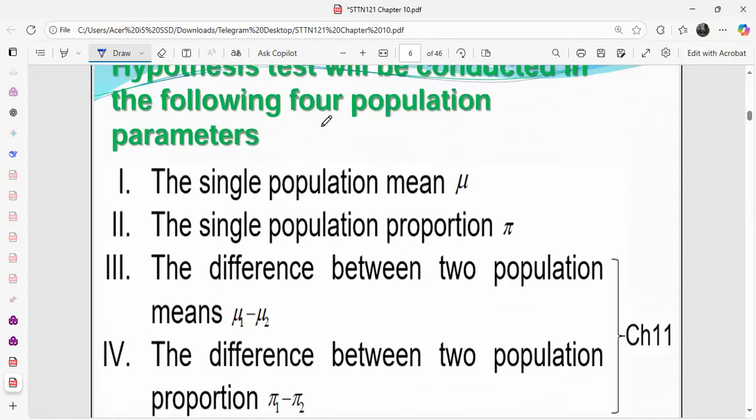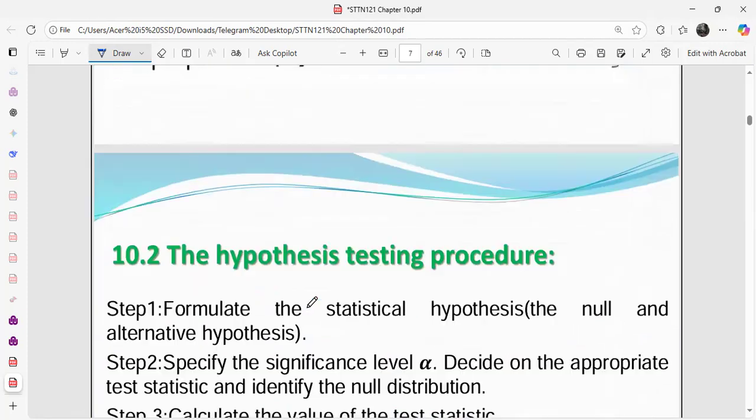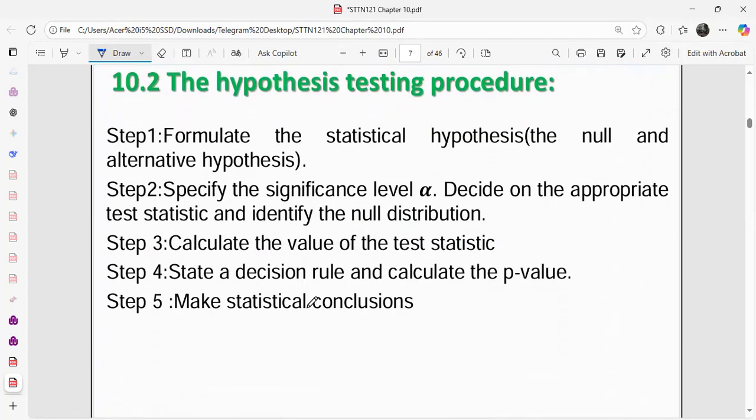Interesting. This is the easiest chapter. So we're going to start with the one for the single population proportion, then the one for two populations: one for the mean, and the other one for population proportion. This is the easiest chapter. Okay, let's start.